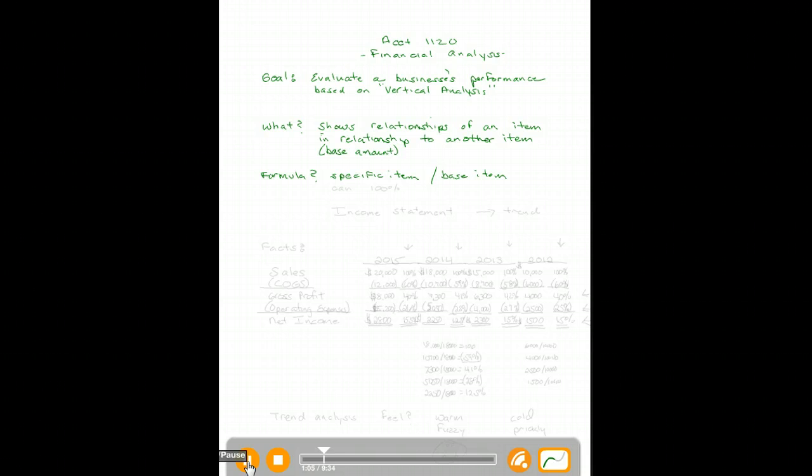Our formula is a specific item divided by the base item. And if you like, you can times that by 100 so you can see it in percents. I usually do. This makes it perfect for a spreadsheet.